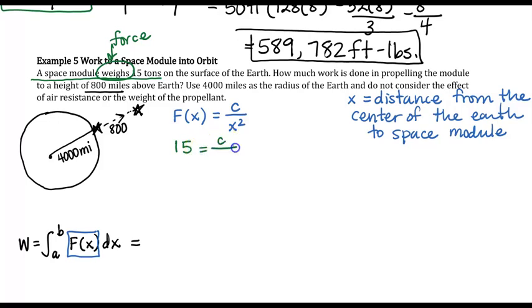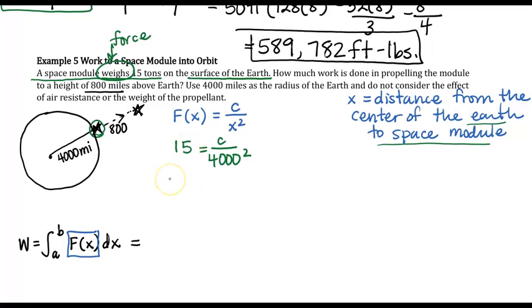I don't know what c is, but I know that it's on the surface of the Earth. Well, on the surface of the Earth, when the propellant is right here, what is the distance from the center of the Earth to the space module? Well, it's the radius of the Earth. It is 4,000 miles. So we'll plug that in and square.